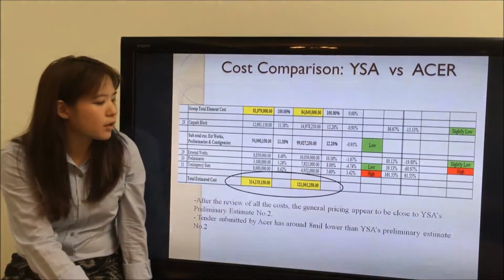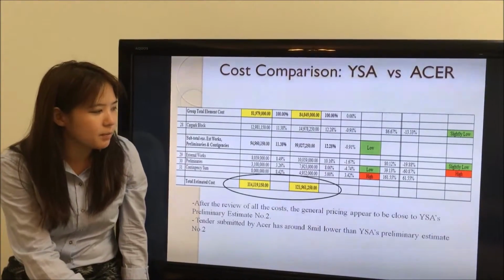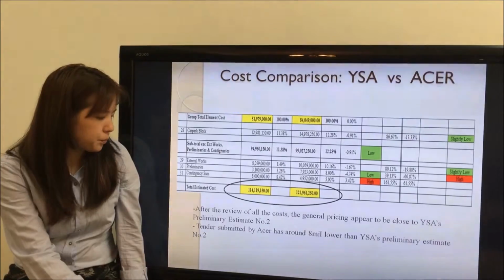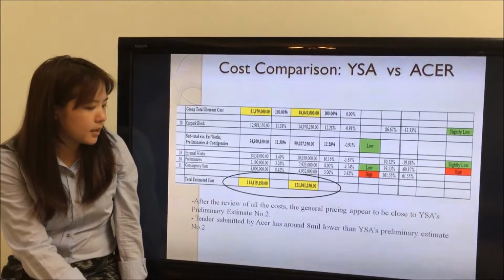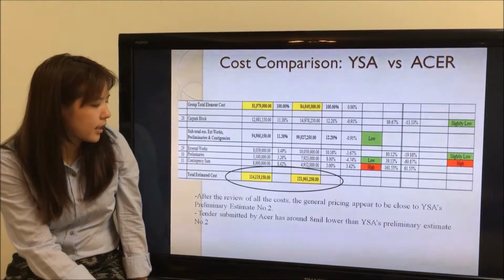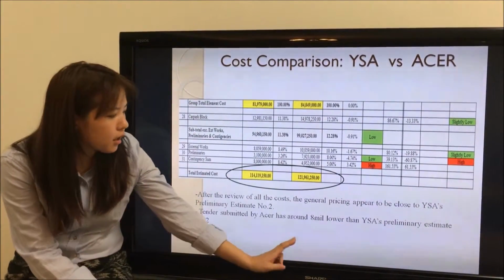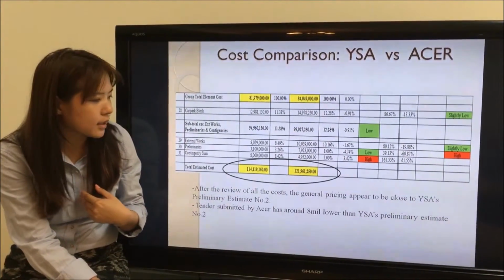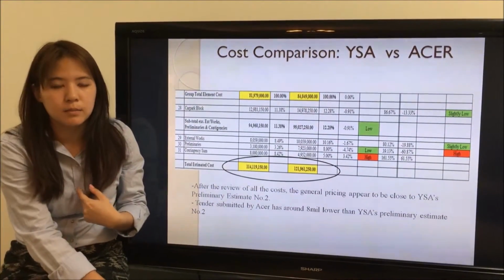So after the review of all the costs, the general pricing appeared to be close to our preliminary estimate number 2. However, the tender submitted by Acer has shown that the total estimated cost is around 8 million lower than our total estimated cost in preliminary estimate number 2.